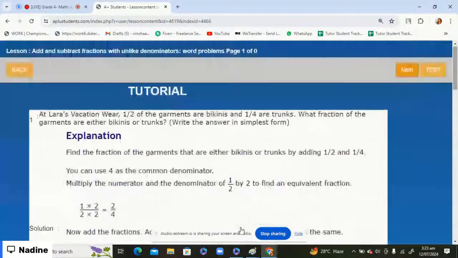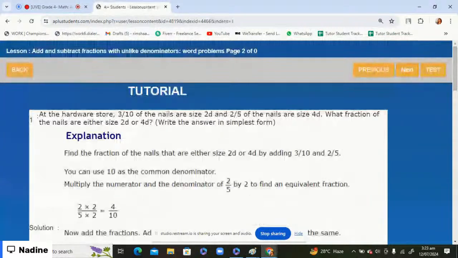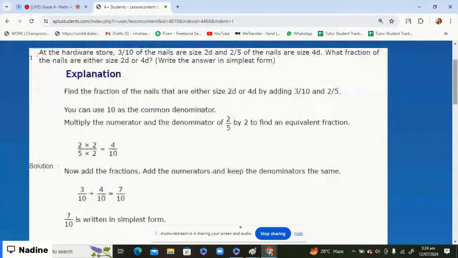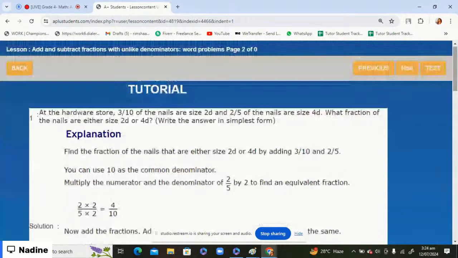Let's do the next. So check this question, everyone. At the hardware store, 3 by 10 of nails are size 2D and 2 by 5 of the nails are size 4D. What fraction of the nails are either size 2D or 4D? So we're just going to find out what fraction is either 2D size or 4D size. The sizes are given: first one is 3 by 10 of nails and then 2 by 5.